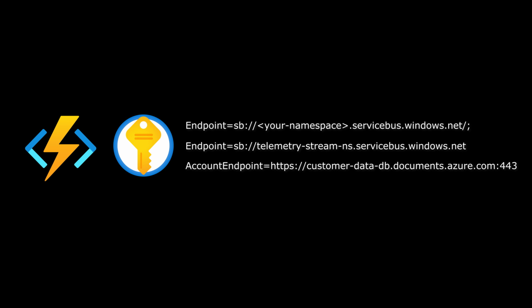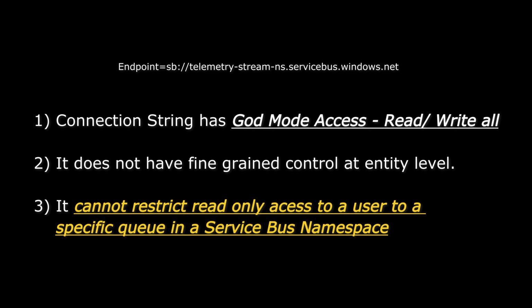Storing a connection string in Key Vault is just hiding the problem, not solving it. You're still managing a secret, you still must rotate it, and the moment your app fetches it, that password is sitting in your app's memory in plain text. The connection string usually has God mode access at the root level of a resource and lacks fine-grained control at entity level. In 2026, connection strings aren't just legacy, they are your liability.